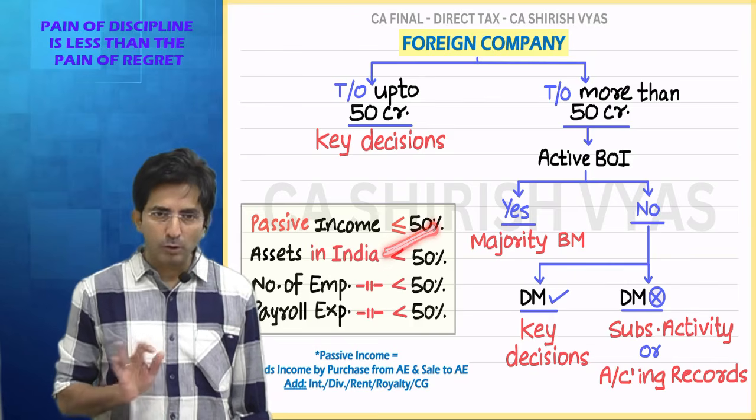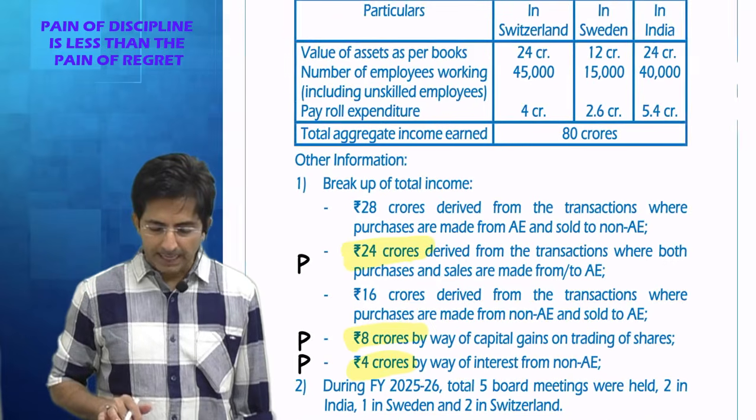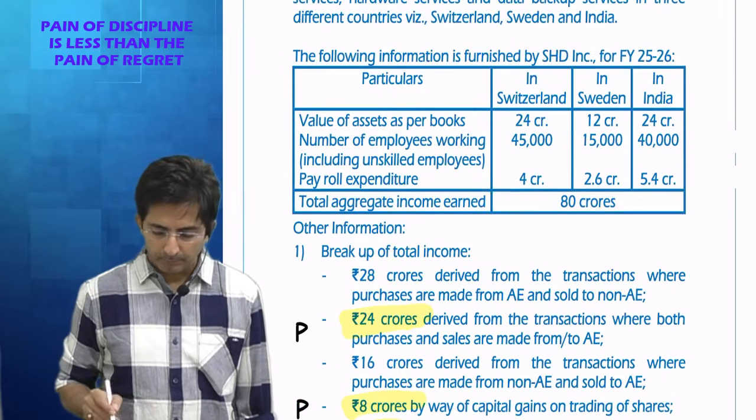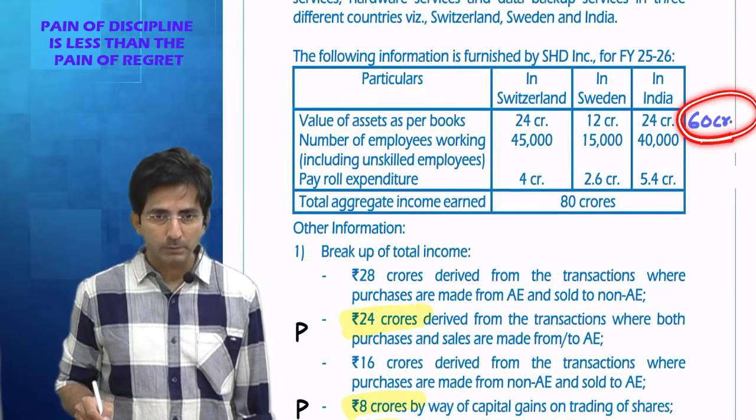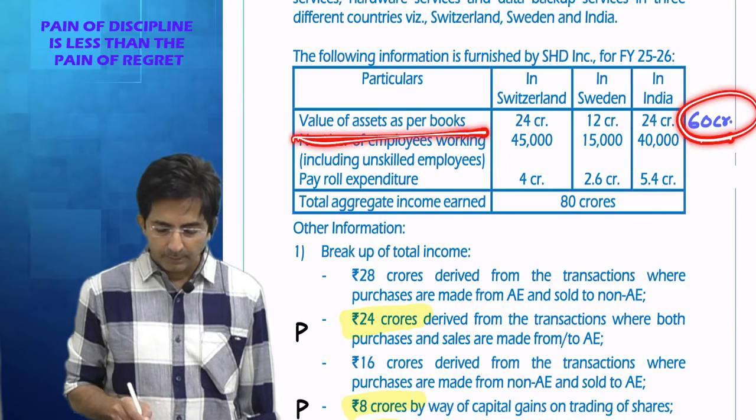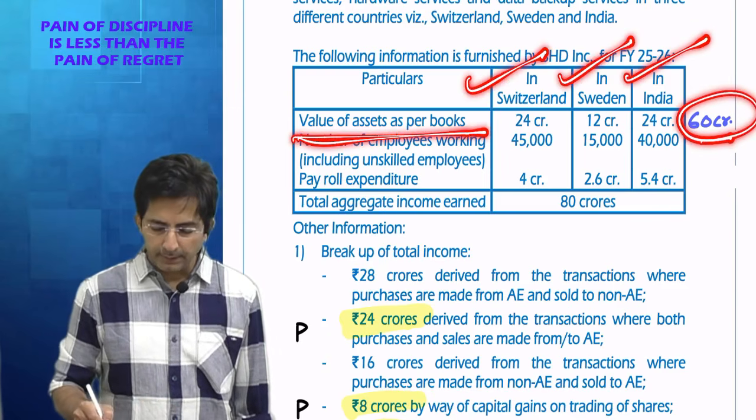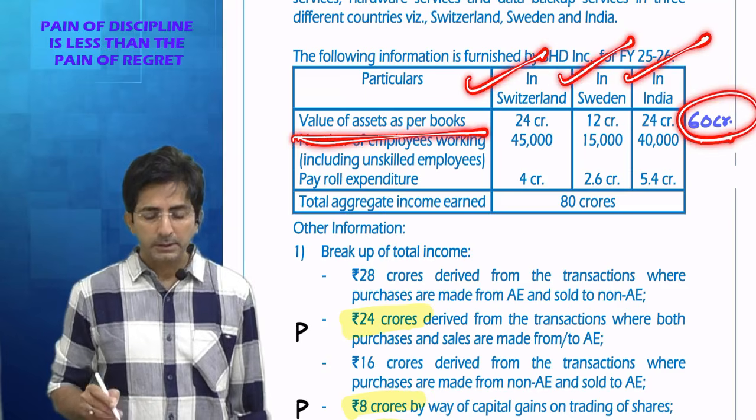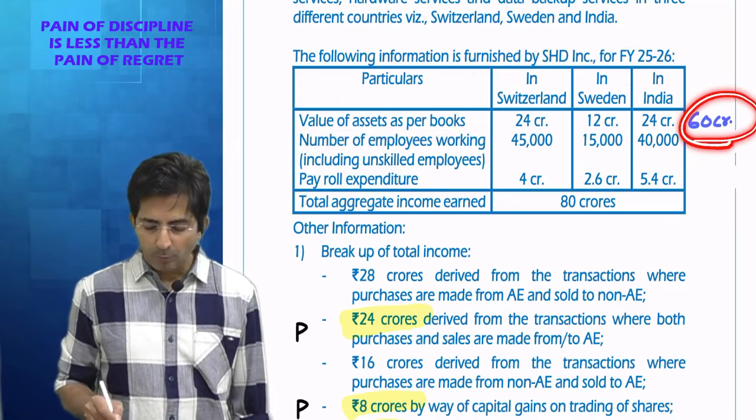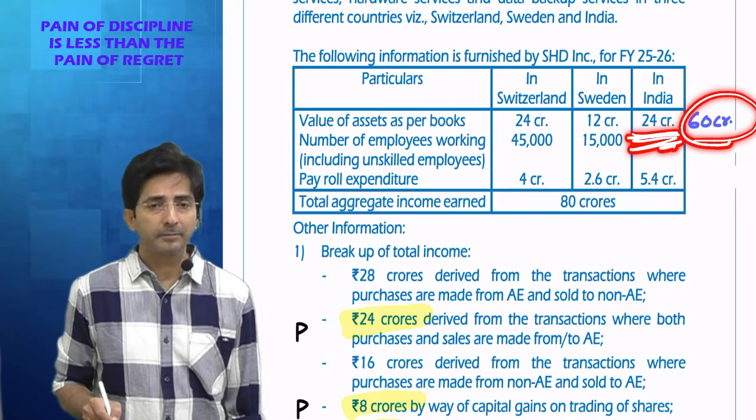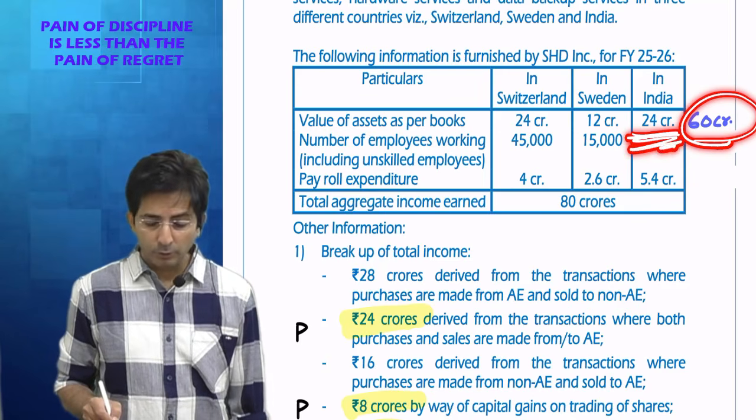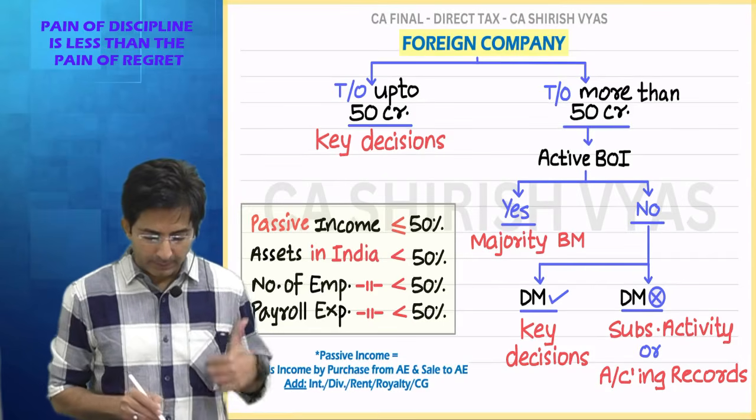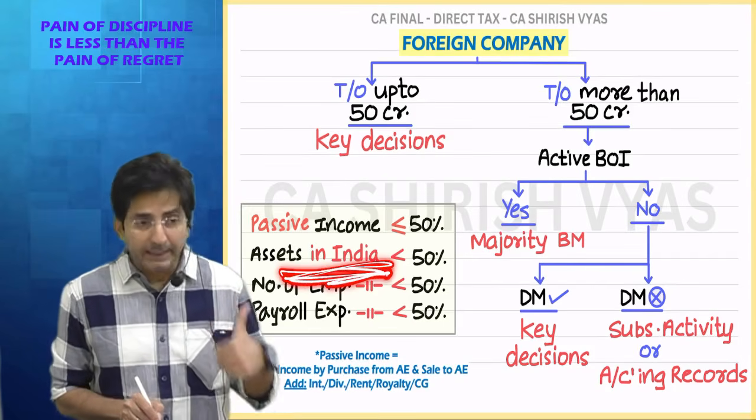Assets in India should also be less. So see, the assets information they have given here. In all, how many assets do they have? 60 crores. Switzerland, Sweden, India, total assets are 60. But out of 60, how many assets are in India? We have to check assets in India. Don't forget the condition: assets in India should be less.